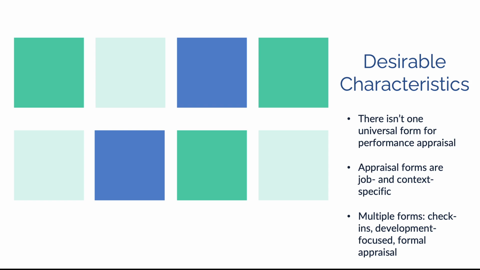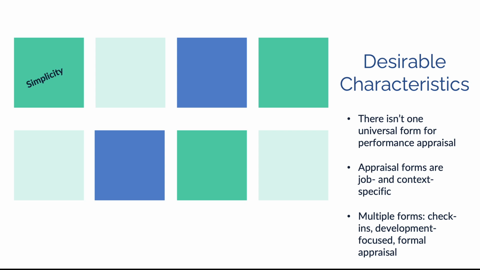If we have a development-focused meeting, which oftentimes we don't separate out development from performance appraisal, but we should. If we have a meeting just sitting down to talk about development opportunities, we should document that. When the formal appraisal occurs, we should document that. So all of these forms need to be created per job, right, per context. That way we have a really rich record of these interactions we're having with our employees.